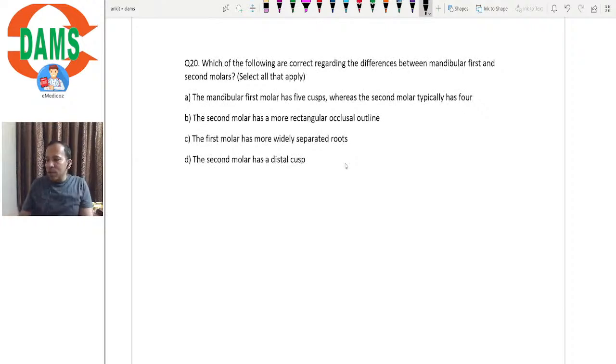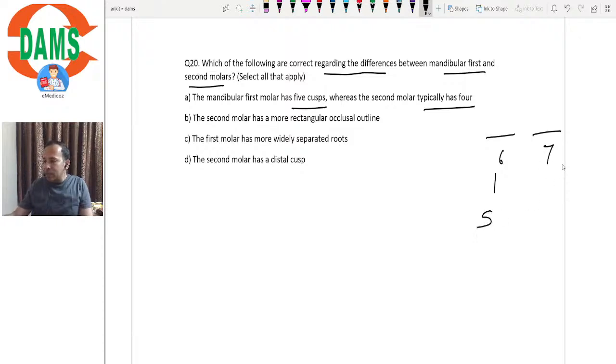Which of the following are correct regarding the differences between mandibular first and second molars? So mandibular first and second molars. The mandibular first molar has 5 cusps, whereas the second molar typically has, molar की बात है, मैं premolar लिख दिया मैंने. First and second molars. So mandibular first molar has 5 cusps and second molar has 4 cusps. तो ये तो सही है बात, right? So option A is correct.